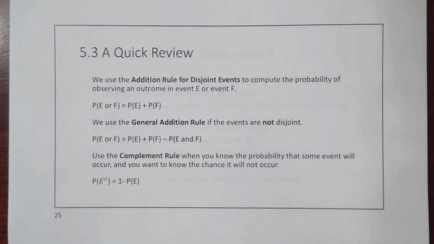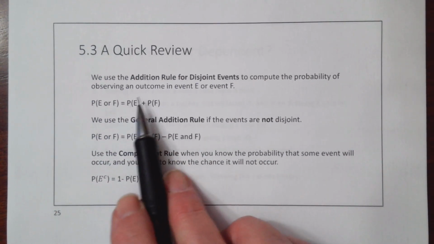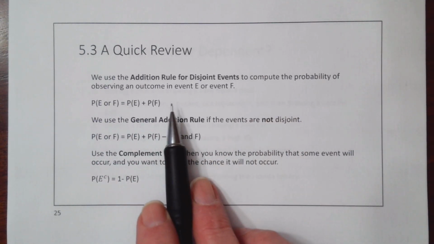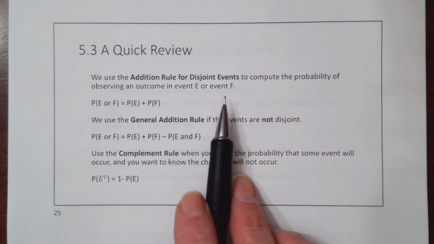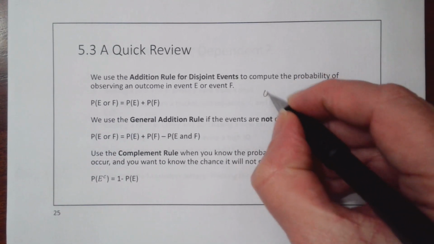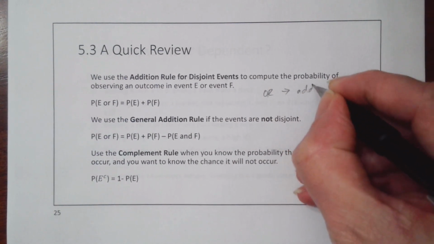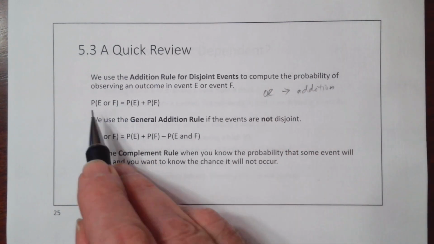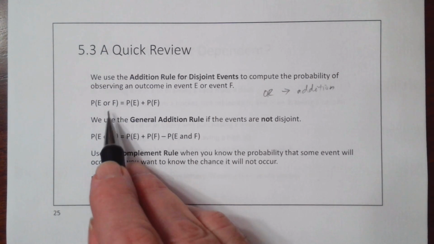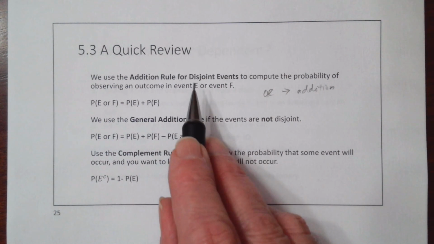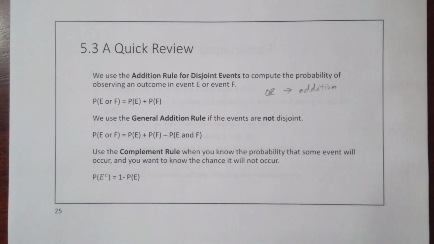So just a quick review of some things we've talked about up to this point. We have the addition rule for disjoint events to compute the probability of observing an outcome in event E or event F. Remember, with OR probabilities, we want to think addition. In fact, the probability of E or F is the probability of E plus the probability of F, given that events E and F are disjoint, meaning they have no common outcomes.